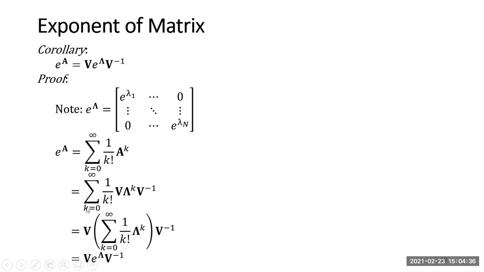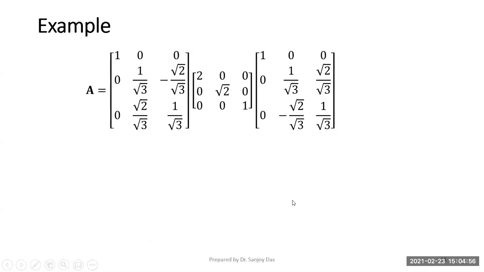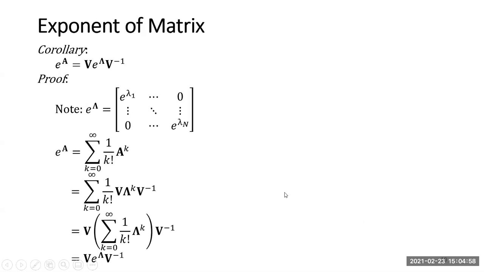And then you see each term in the summation has V on the left side and V inverse on the right side. So we factor them out, and in the middle we are left with summation 1 over k factorial lambda to the k, which is equal to V e to the lambda V inverse. We can define sine and cosine of a matrix in the same manner. e to the jA equals cosine of the matrix A plus j times the sine of the matrix A.